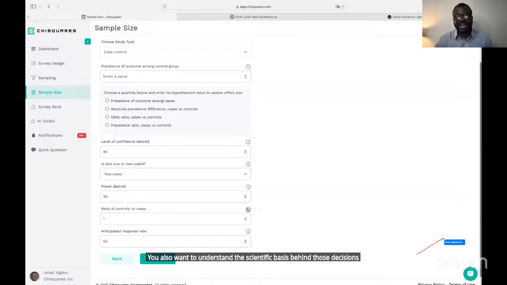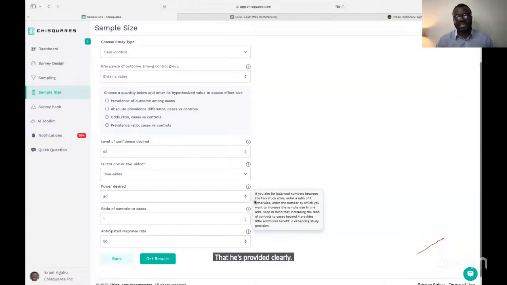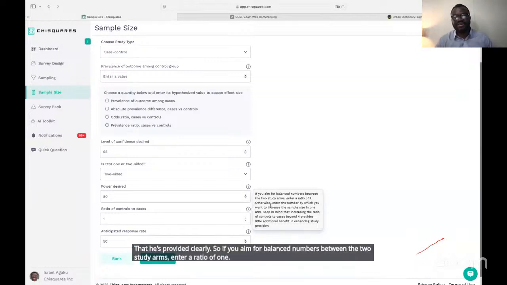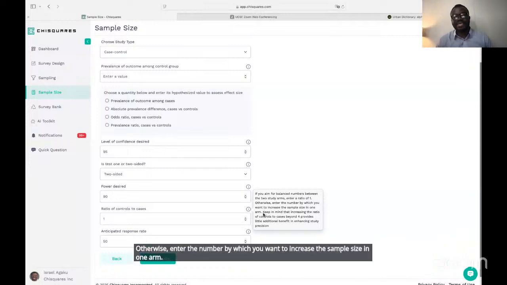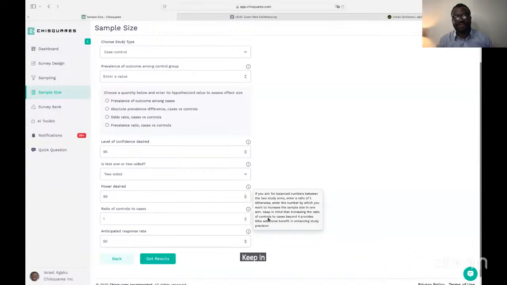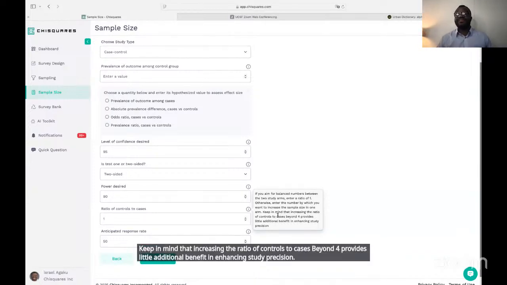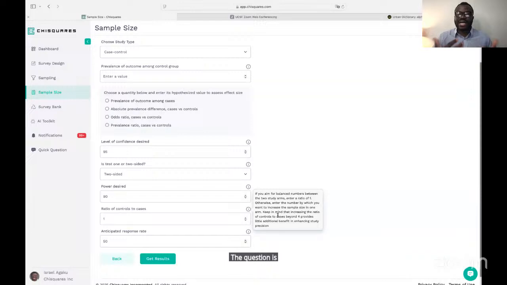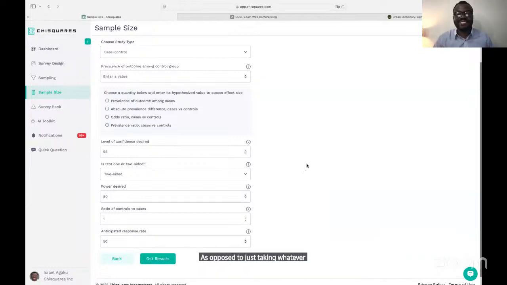Because here we provide hints, right? There are hints provided clearly. So if you aim for balanced numbers between the two study arms, enter a ratio of 1. Otherwise, enter the number by which you want to increase the sample size in one arm. Keep in mind that increasing the ratio of controls to cases beyond 4 provides little additional benefit in enhancing study precision. Right? So the question is, why? So you need to ask a lot of whys to become an expert in study design, as opposed to just taking whatever hints have been provided.